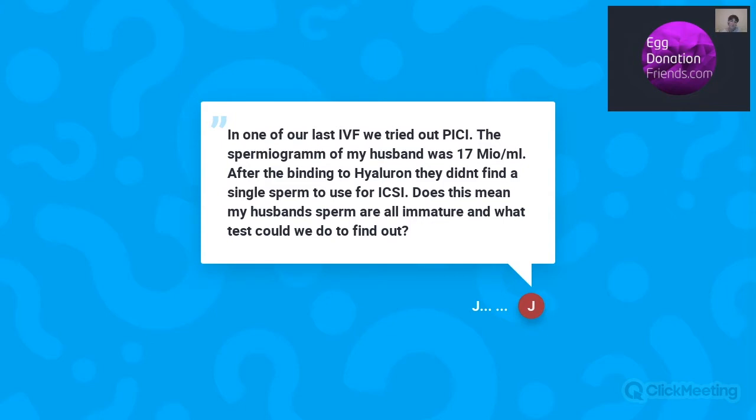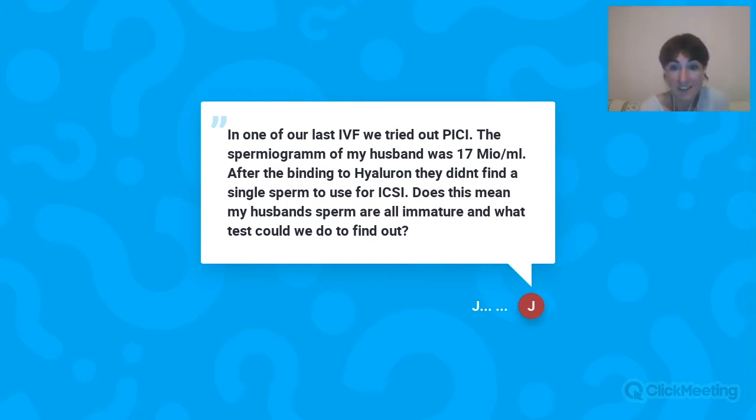In one of our last IVF cycles, we tried Pixie. The spermiogram of my husband was 17 million per milliliter. After the binding to hyaluron, they didn't find a single sperm to use for ICSI. Does this mean my husband's sperm are all immature, and what test could we do to find out?